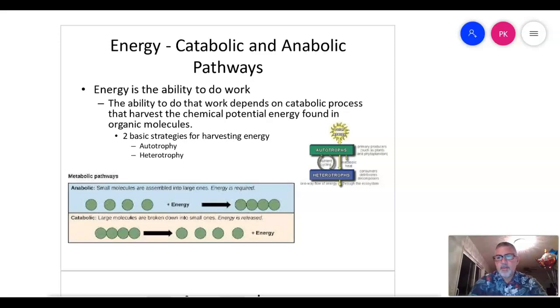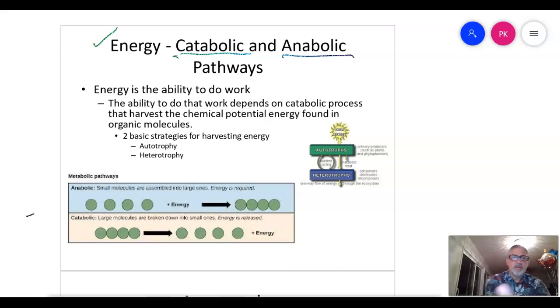Right, we're going to start talking about energy and how the body uses it. So, first off, remember we talked about exergonic and endergonic pathways, right? So we're going to put that into catabolic and anabolic, right? So if we look at here, here's an anabolic.